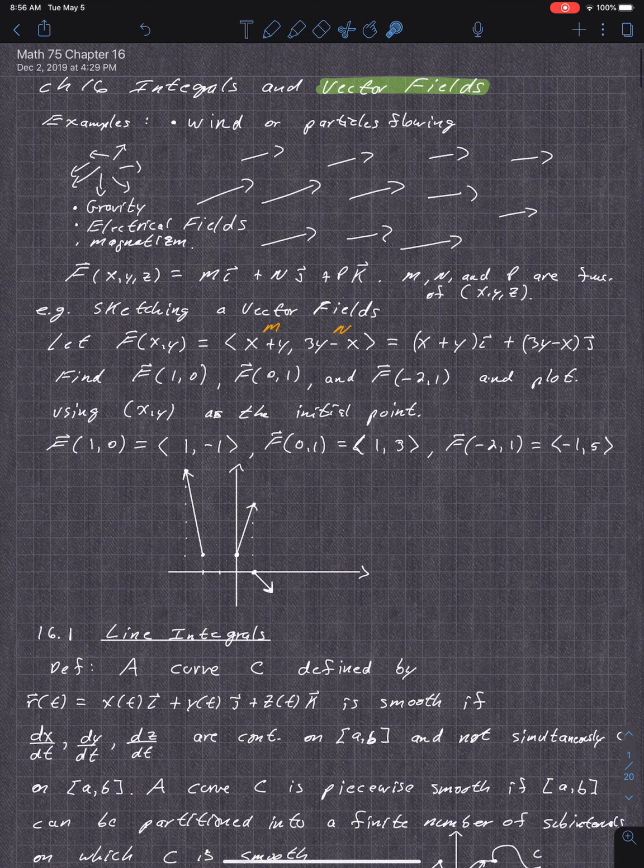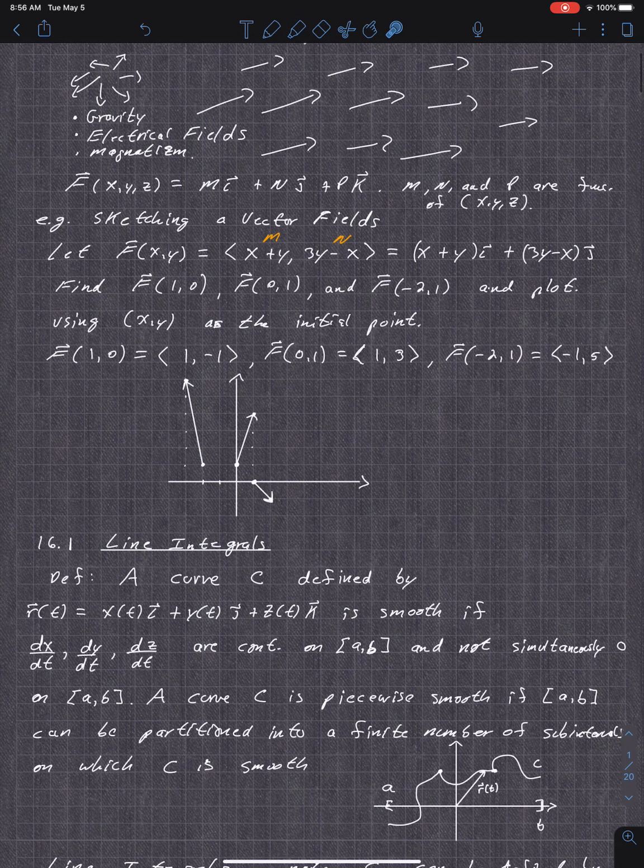So we'll just get started quickly here by sketching a vector field. Suppose f of x, y, this is just the 2D case. So f of x, y is x plus y, 3y minus x. So you can write it in that component form or with the i j form.